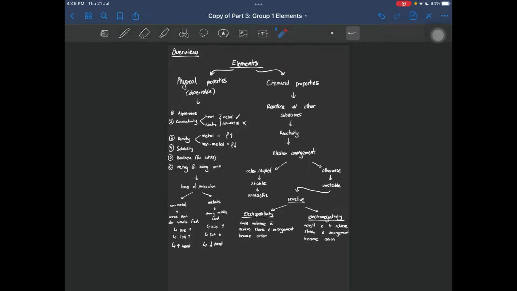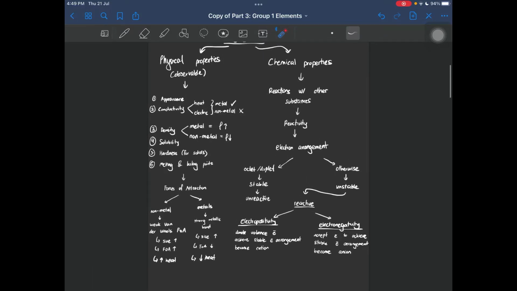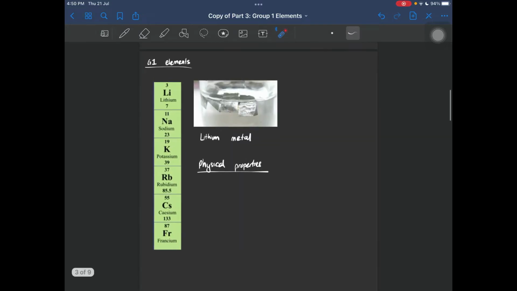Okay, and we're also going to look at the reactivity, and how the reactivity of the elements changes going down the group, and also how the physical properties of the group 1 elements change going down the group, as how we have looked at the changes of physical properties going down the group for the group 18 elements, right? It's basically the same.